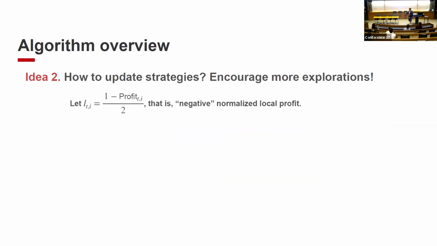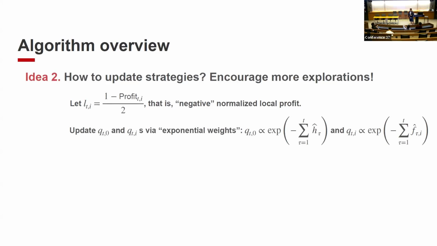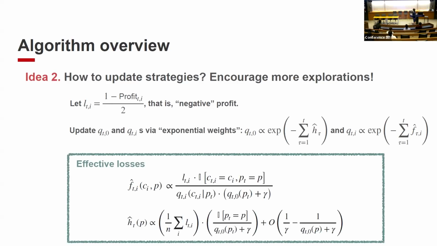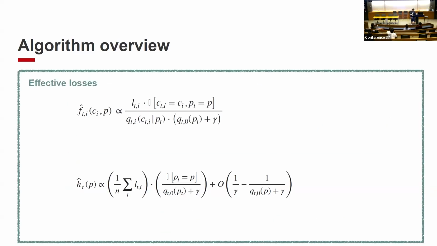But after that, you will get some interpretation of this loss. To explain these strategies, let L_t^i be the negative normalized local profit, and we update Q_t^0 and Q_t^1 to Q_t^n using exponential weights, or the multiplicative weight method. Each one is updated by different loss functions, and this is how a loss function looks like. I'll explain more about it later in this slide.